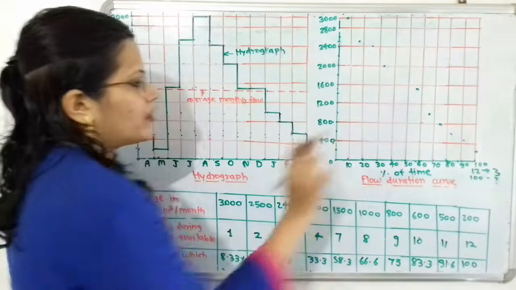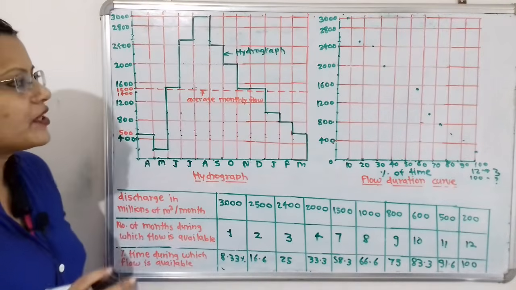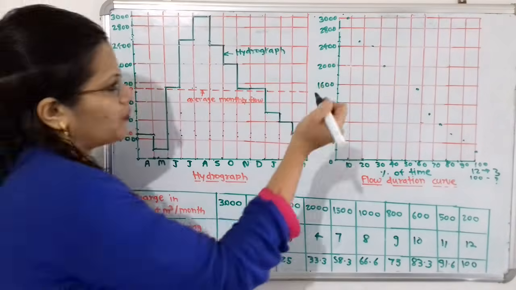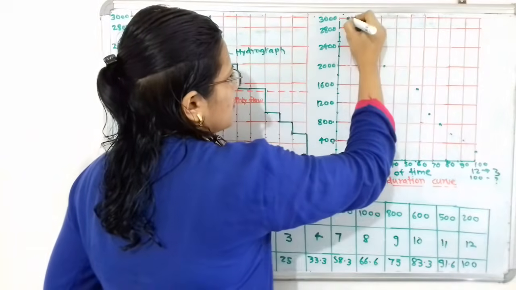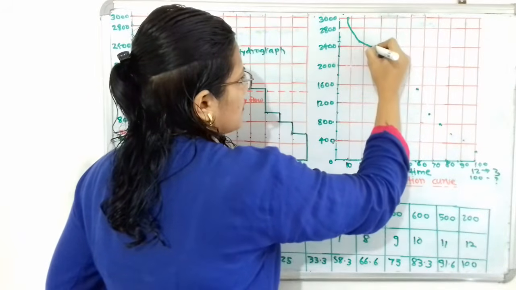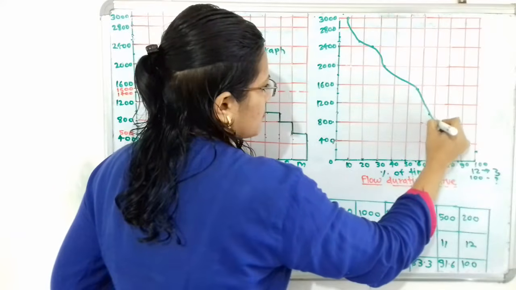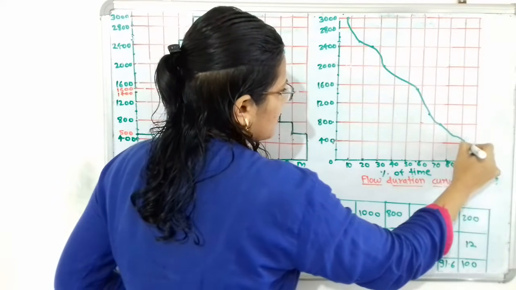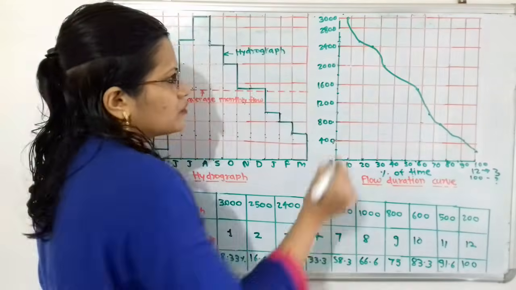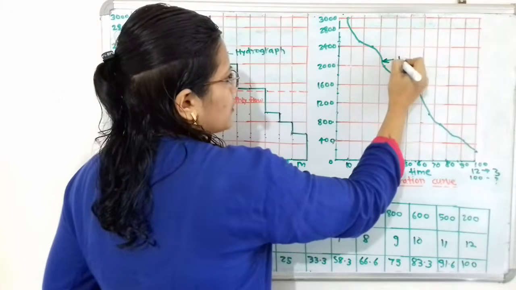So these are the points that are getting selected. So now we will join all these points. So this is known as the flow duration curve.